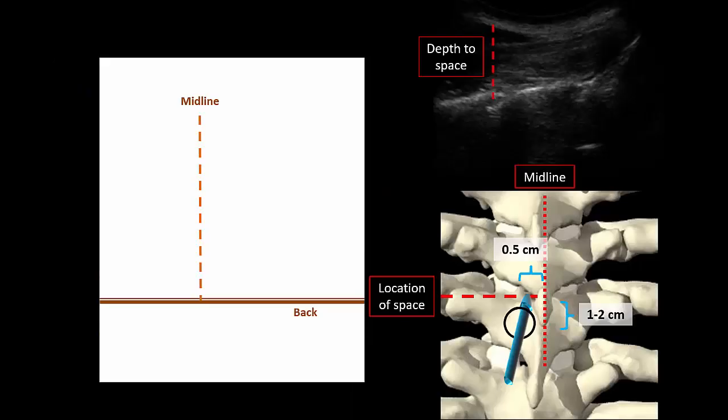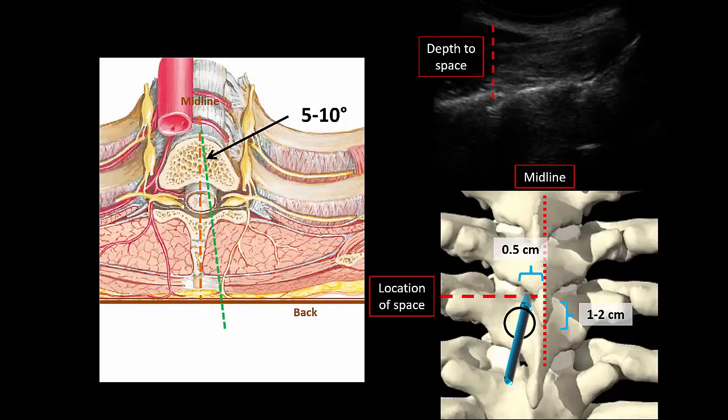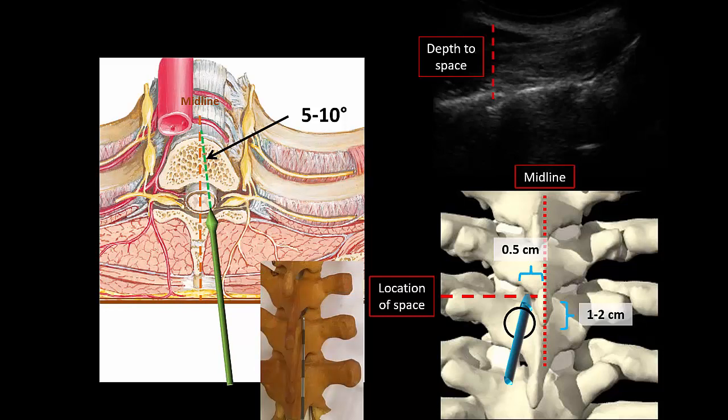One of the most important pearls for success is to keep the lateral to medial angle of the needle very small, no more than 5 to 10 degrees. To achieve this, the needle should be inserted just alongside the spinous process, not more than half a centimeter away in a paraspinous approach, which may look very much like a midline approach.